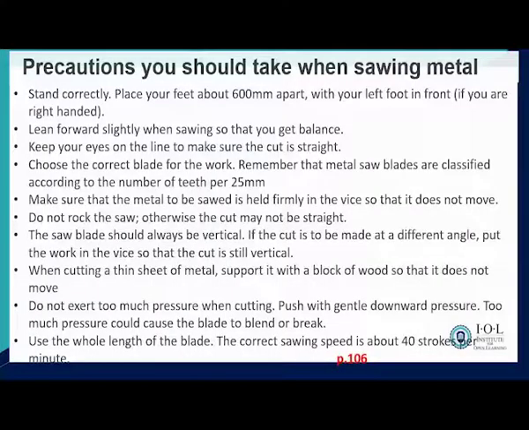Then the precautions you should take when sawing metal. Right, you need to stand correctly so that you can have balance. You need to lean forward a little bit. Then you also need to keep your eyes on the line so that you can cut straight. You need to use the correct blade. And make sure that what you are cutting is held firmly. For example, you can use a vice grip to hold firmly. And you should not rock or twist the blades, otherwise it may break. And the blade should always be vertical.